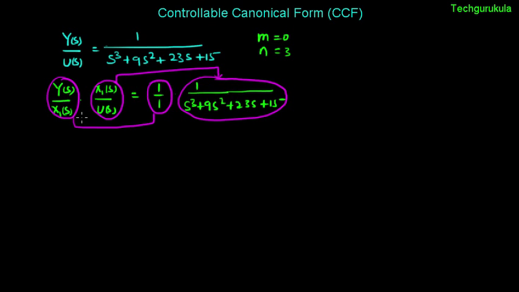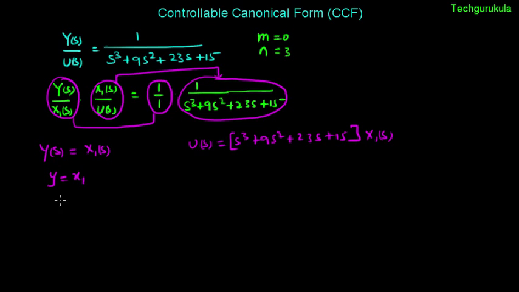Now let us write the first expression, where Y(s) is equal to X1(s). Because it is 1 over 1, it's 1, so Y(s) can be written as X1(s). Now the second expression, where we can write U(s) is equal to s cube plus 9s square plus 23s plus 15 times X1(s). For the first expression, we can say in time domain y is equal to x1.